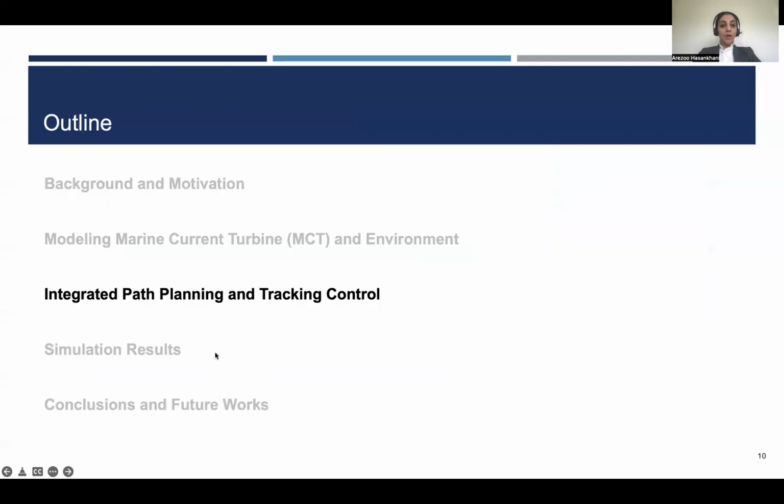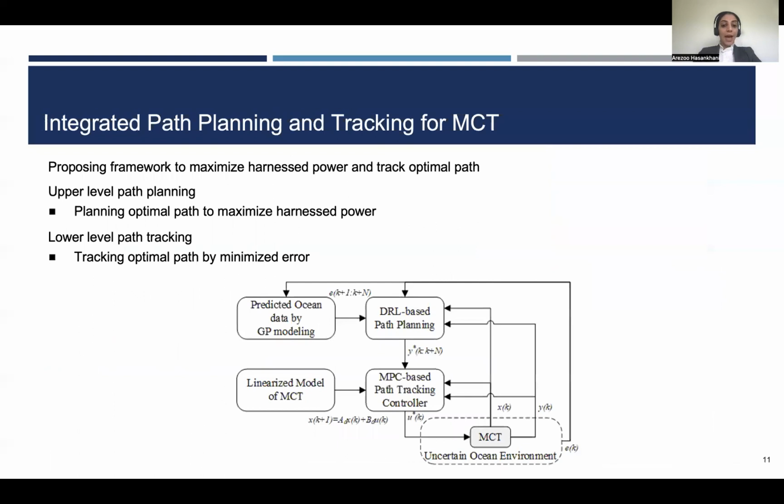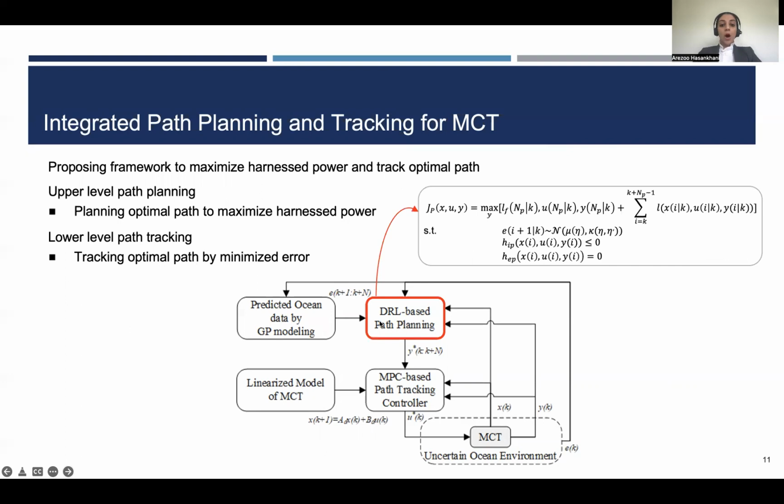Okay. Then I want to show you the integrated path planning and tracking control, which is proposed for the MCT system. We have a bi-level framework for the MCT system, where the upper level is related to the path planning and the lower level is related to the path tracking. The upper level, which is related to the path planning, wants to maximize the harvested power from the system. This objective function is formulated according to the constraints on the spatio-temporal uncertainties in the oceanic environment and some inequality and equality constraints on the MCT system.